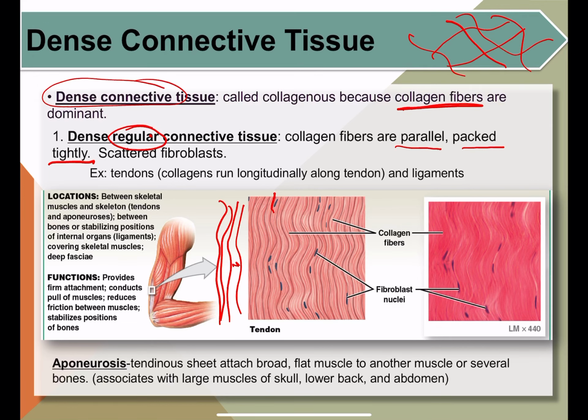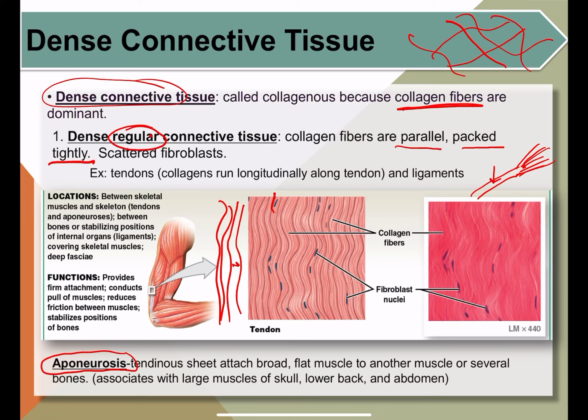Now, aponeurosis is a larger, broader type of tendon sheet that attaches wider and flatter muscles to another muscle, or even several bones sometimes, because we talked about tendons as attaching muscles to bones. And we tend to think of tendons like a strip like this that connects to muscles like that, and that's the tendon that attaches the bone.